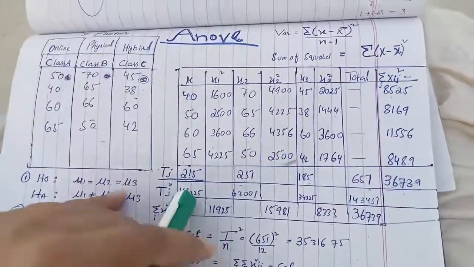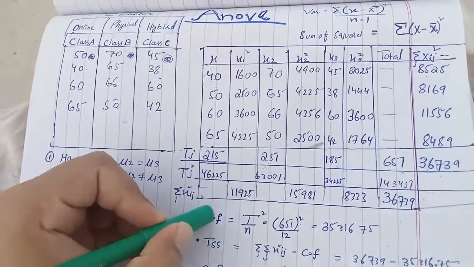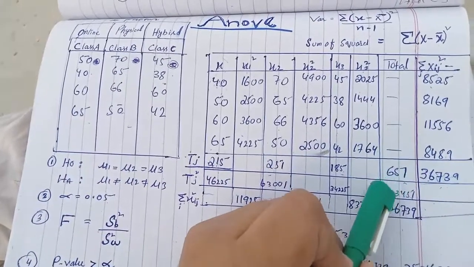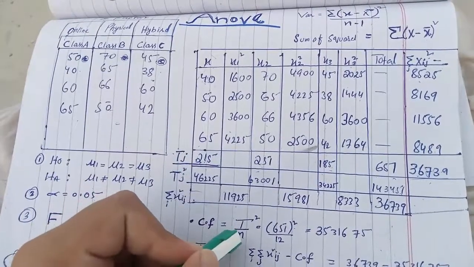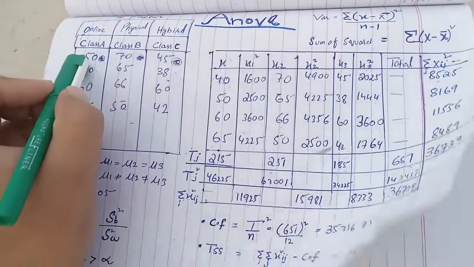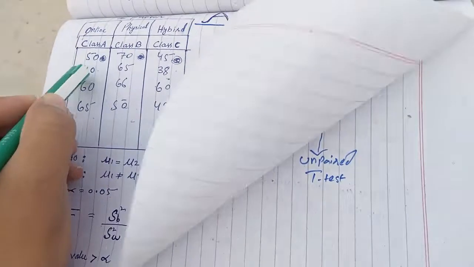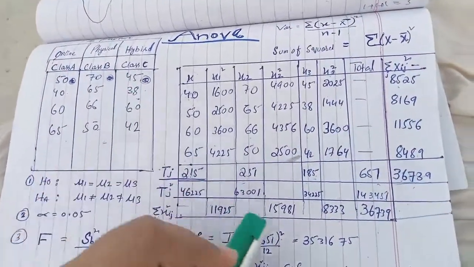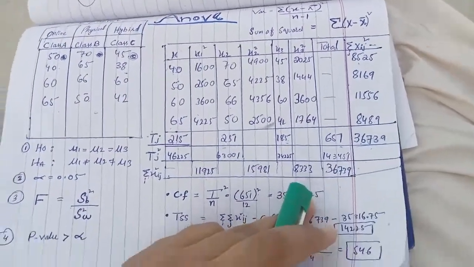Right, now what is the correction factor? Correction factor is nothing but the square of this total, the tj total, divided by 12. What is the 12? 12 is the total number of sample values. If you can see there, 4 multiplied by 3, the total is 12. This is the 12 values of the total sample. If we divide this, we will get this value.